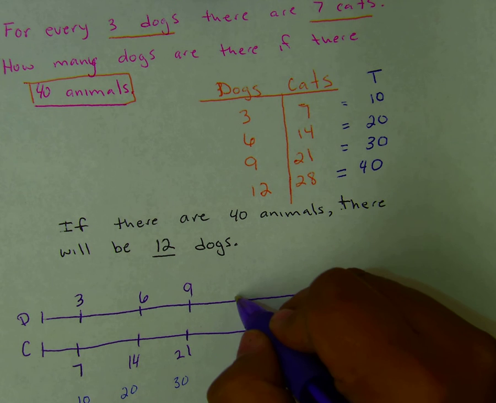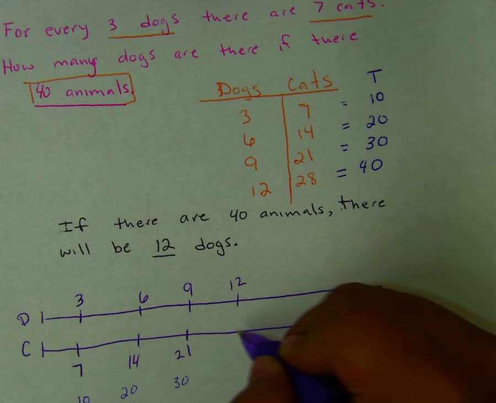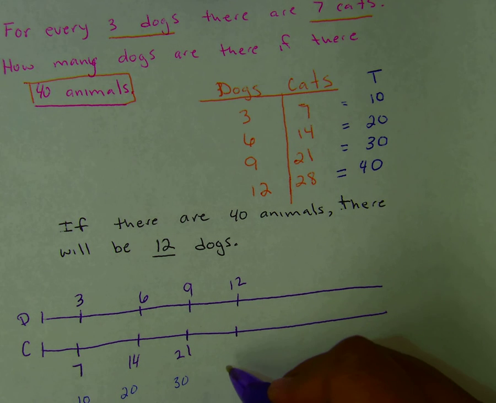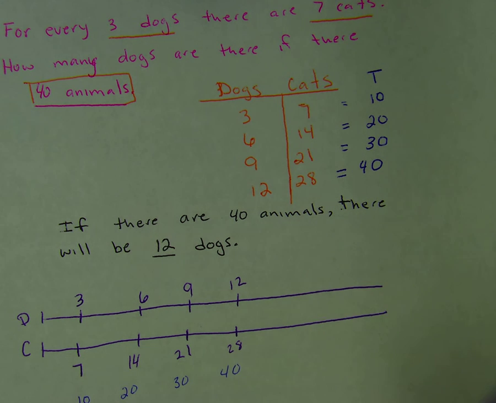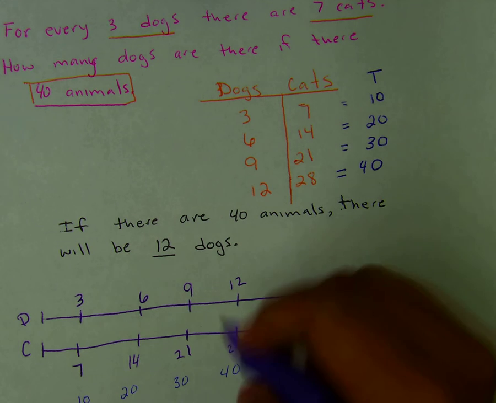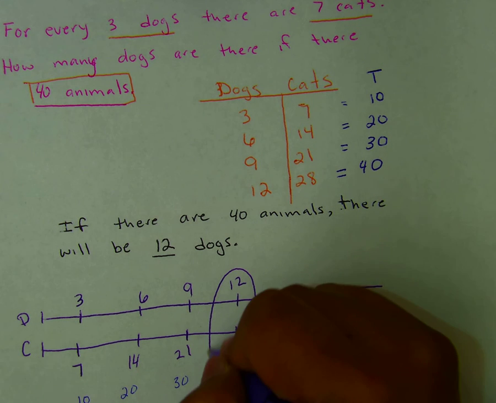And then if I keep going, it will be 12. And my total, my number of cats will be 28. And again, my total is 40. I reached my limit. I reached my goal. My goal was 40, remember, and I have 40.